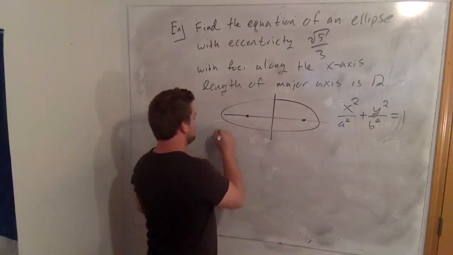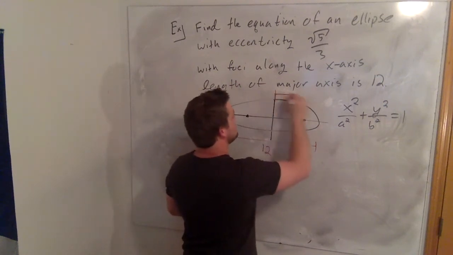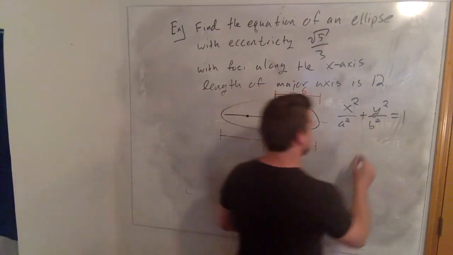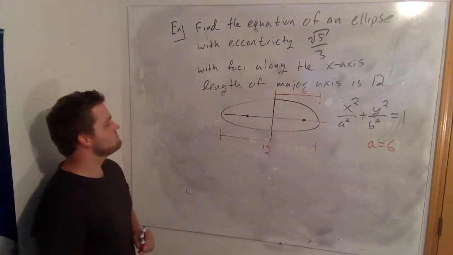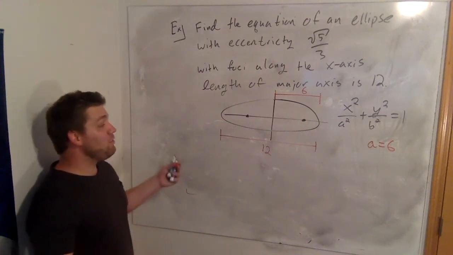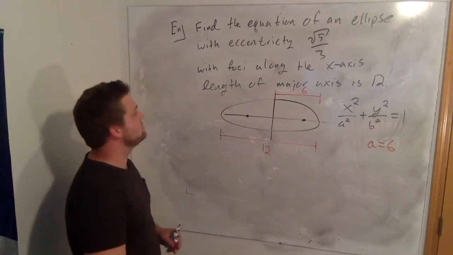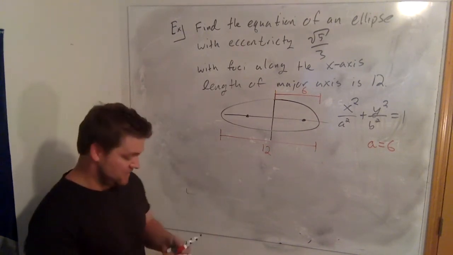So from here to here is 12, which means from here to here will be 6. This is telling us that A will be 6 here. Now what we need to figure out is what B and C are. Well, the one thing we really haven't used quite yet is the eccentricity.